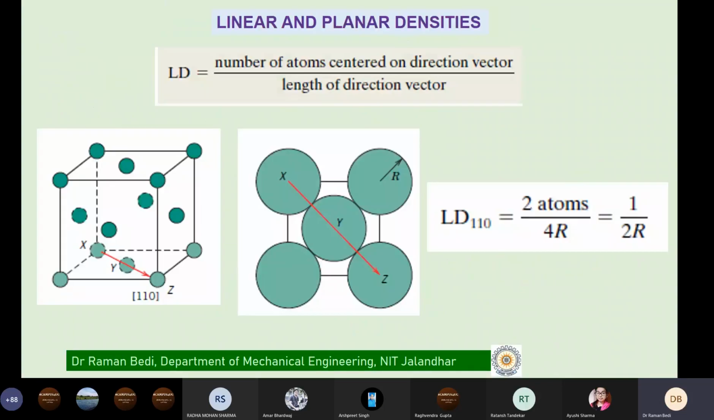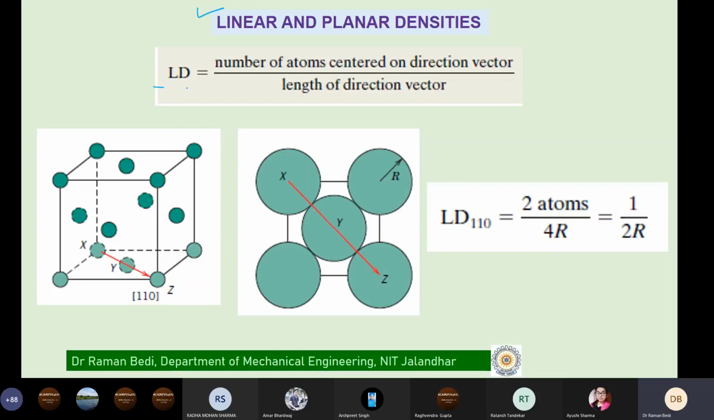So let's move forward. We now introduce two more concepts today, although the assignments regarding this are already with you. I introduce the concept of linear and planar densities today in this class. It's an easy thing to understand and won't take much of your time here.